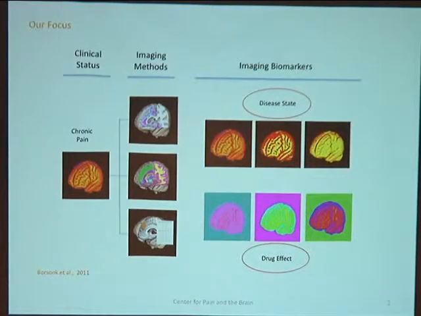And so what I hope to do today is to tell you what our focus has been, and that is to develop, is there a pointer or not? To develop methods that define objective status, if you will, of disease state for chronic pain and for drug effects.